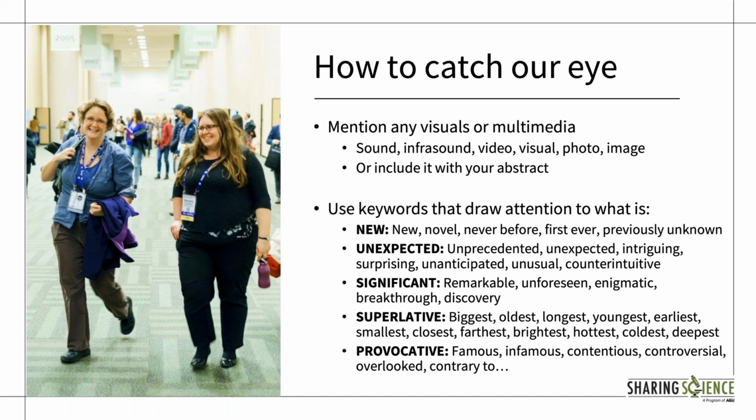Like Eliza mentioned, if there's a superlative, if you found something that's the biggest, the oldest, the youngest, etc., say that as well. Or if there's anything about your research that might be provocative in some way, if it refers to something famous, a famous historical event, a landmark, a current event, if there's anything controversial or contrary or overlooked, definitely mention that as well. And I do want to mention one caveat. We're not saying that you should necessarily overhype your results. We definitely don't want you to do that. But if you really do think that your results fit into one of these categories, just be clear about it and let us know.